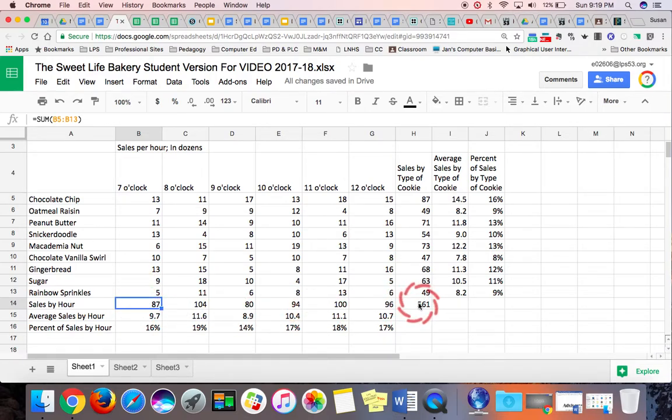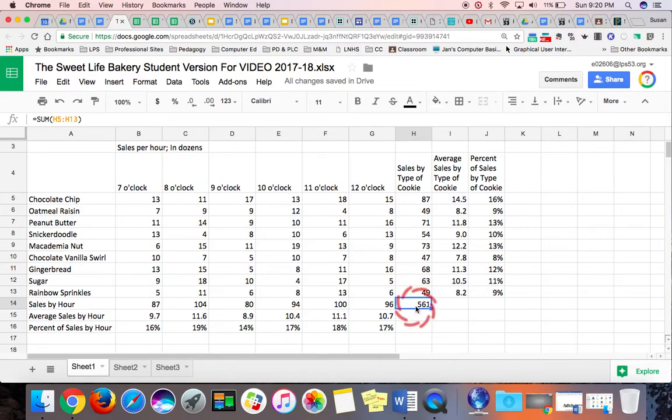The third thing you were supposed to do is find a grand total of all the cookies for the entire morning. That total is 561, and you could get that one of two ways. It's going to be in cell H14. You can either add up the sales by type of cookie this way, or you could add up the sales by hour this way. Either way is correct. I did it by sales of cookie type, so mine is =SUM(H5:H13). It's equally right. You could have done =SUM(B14:G14). That would be fine as well.